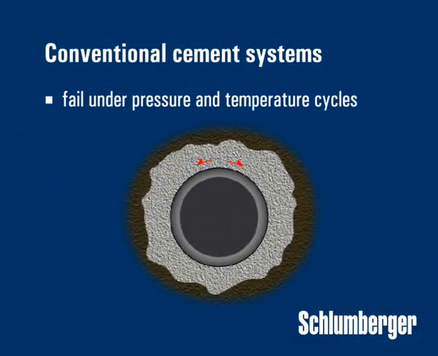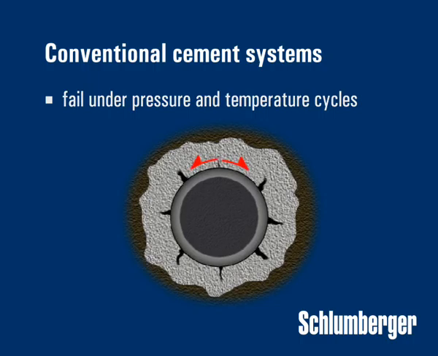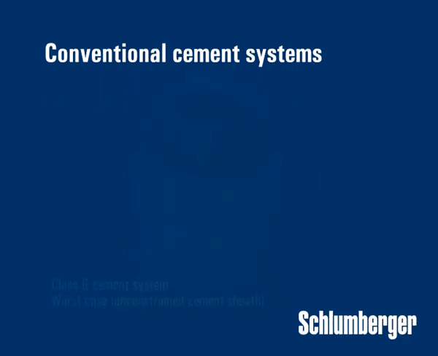Conventional cement systems can fail under pressure and temperature cycles. The cement cracks and fades. The cement can shrink and debond to compound the effect of loss of zonal isolation. Now we'll see how conventional cement performs when subjected to increasing temperature.